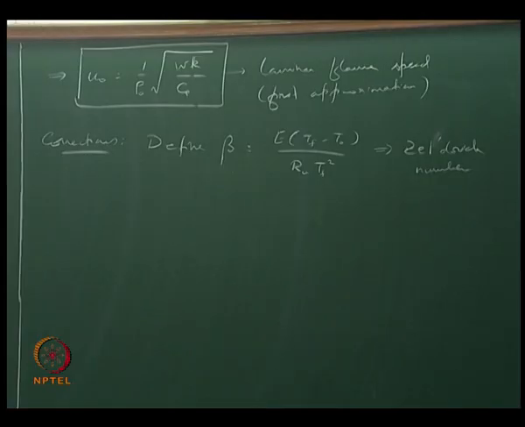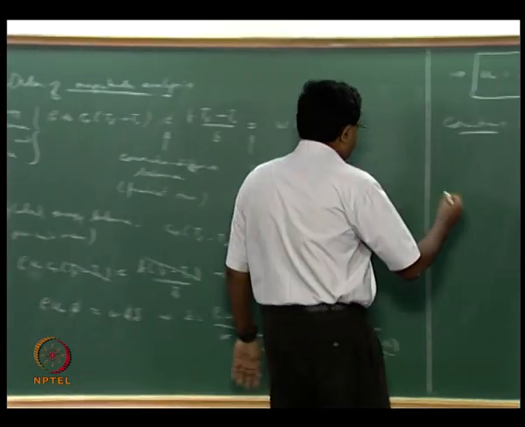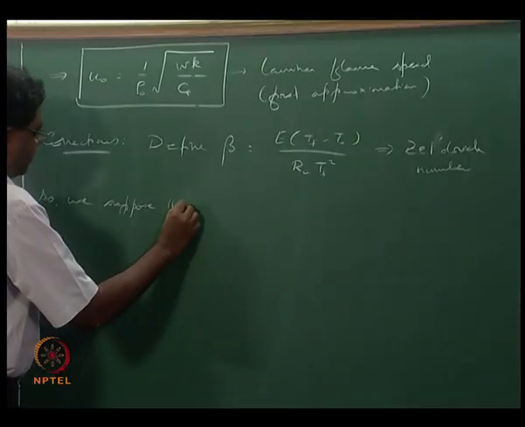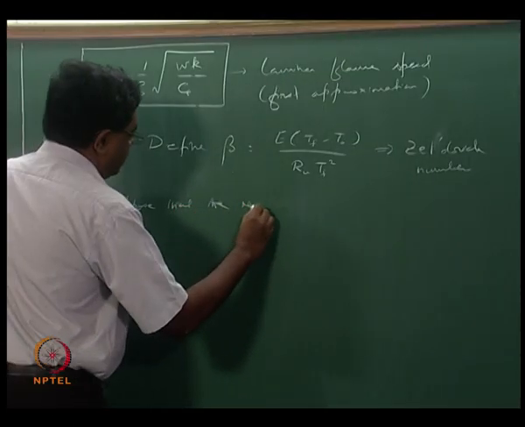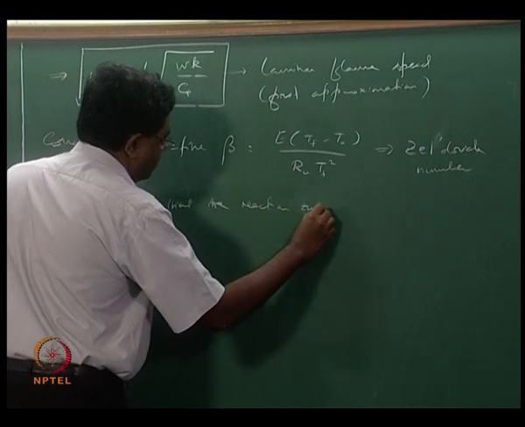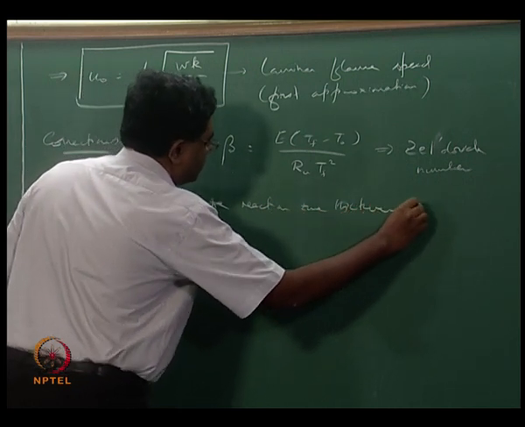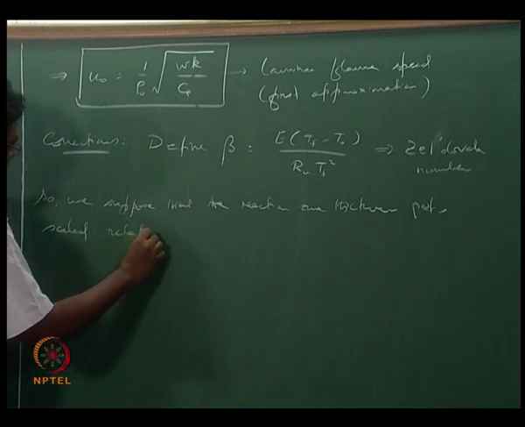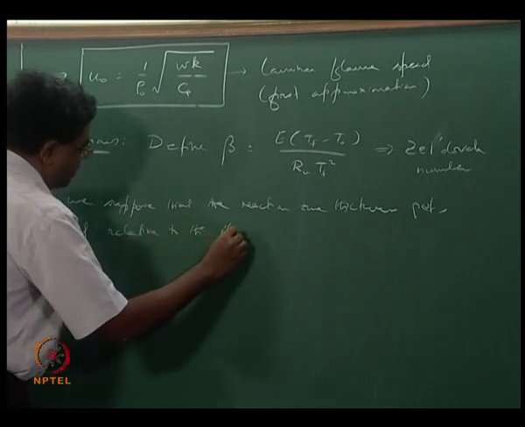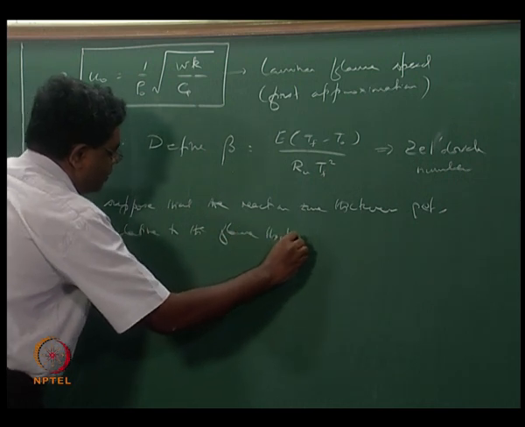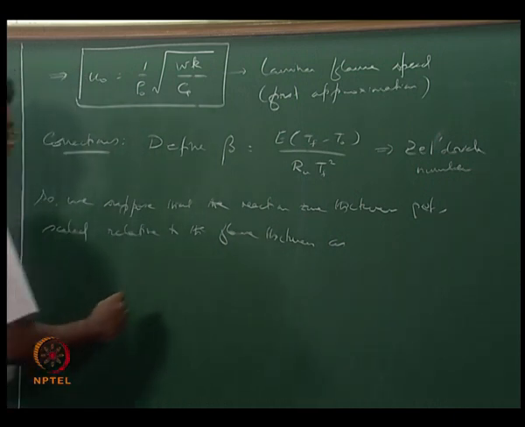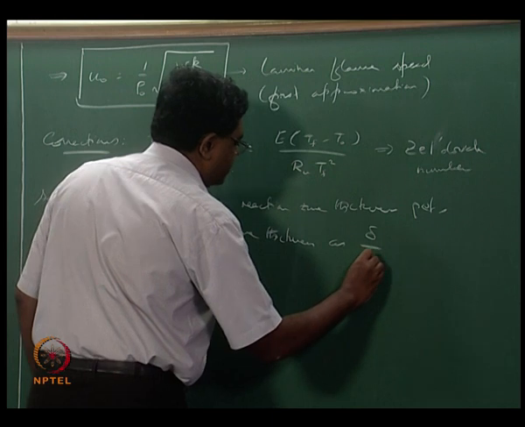So when you now say you want to have the reaction zone, we suppose that the reaction zone thickness gets scaled relative to flame thickness as follows. That means if the flame thickness were delta, then the reaction zone thickness is like delta over beta.